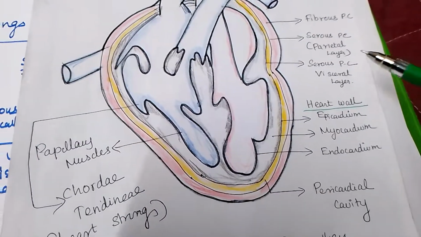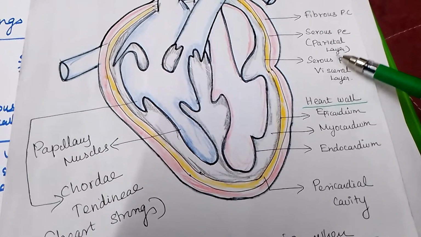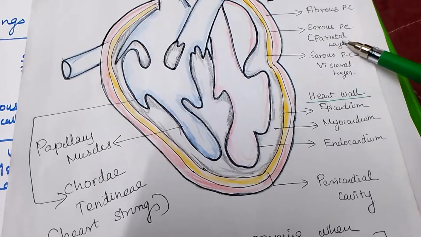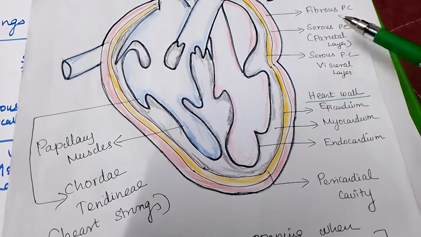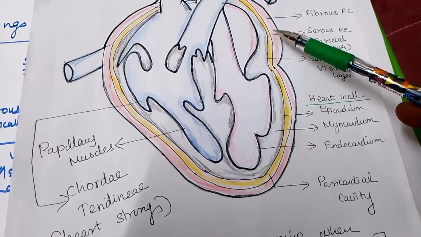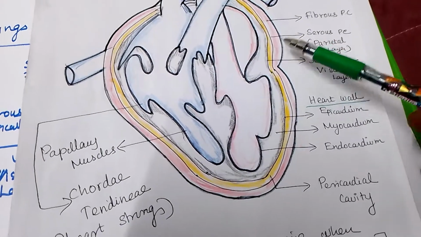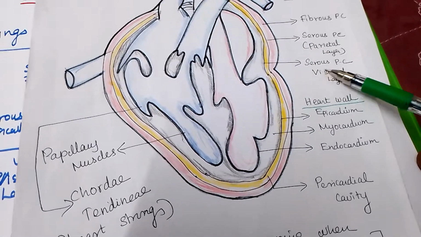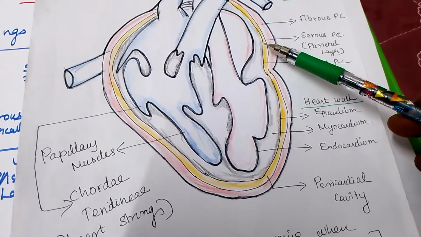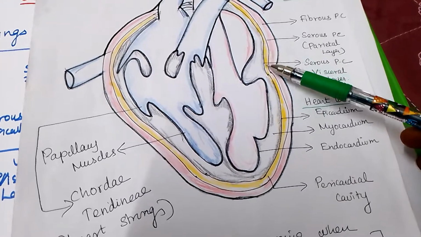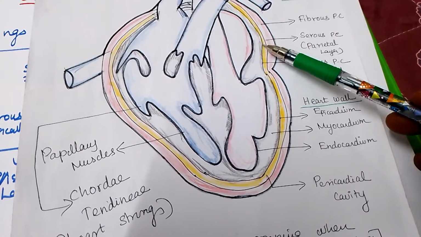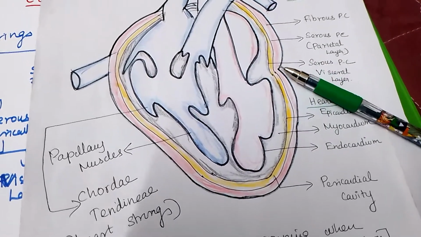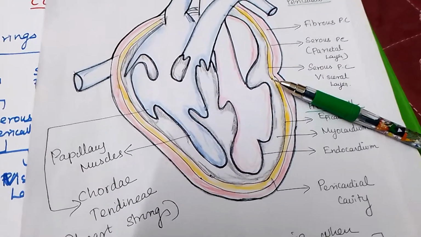Next, if you see, it is the serous pericardium. This serous pericardium has two layers: the parietal layer and the visceral layer. The parietal layer is lining the inside of the fibrous pericardium. And where is the visceral layer? The visceral layer is covering the inner portion, in front of the epicardium. In between there is a fluid, called the pericardial fluid.